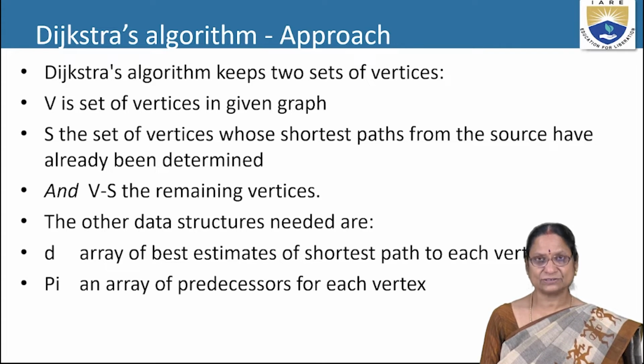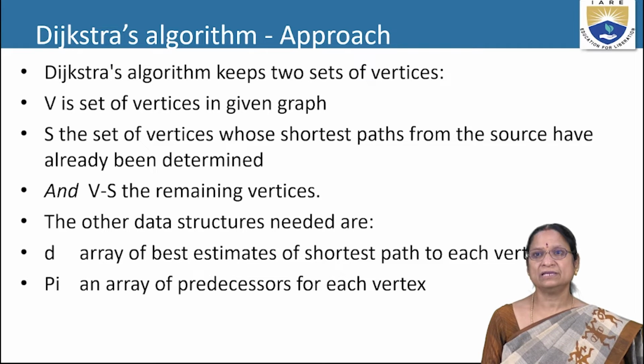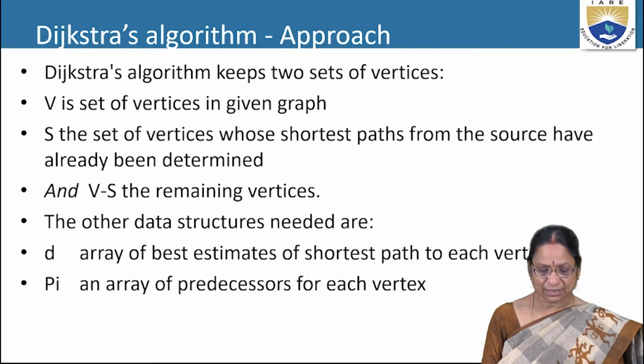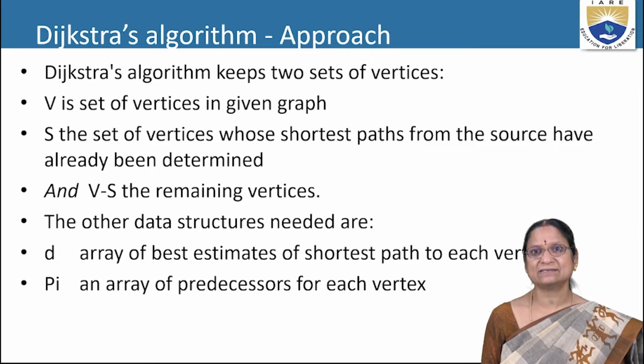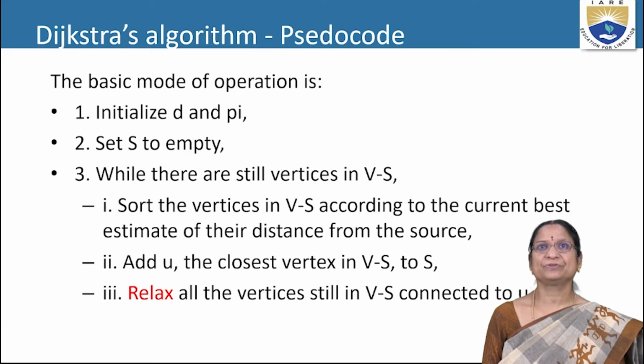The other data structures needed are two arrays. D is an array of best estimates of the shortest path to each vertex, found up to that iteration. PI is an array of predecessors for each vertex, indicating through which vertex the shortest path or cost was determined up to that iteration.